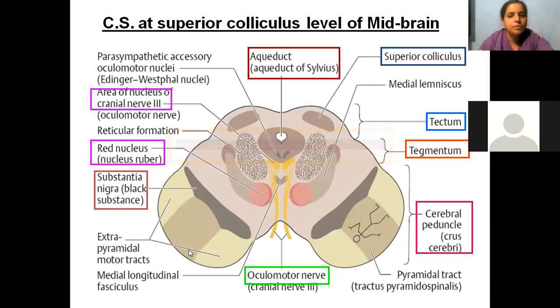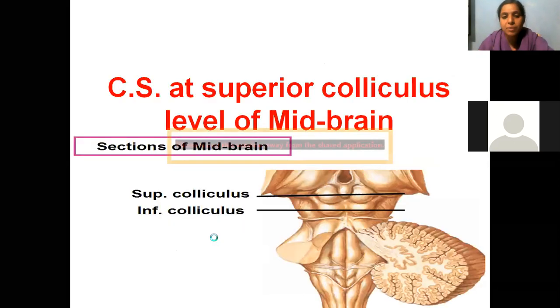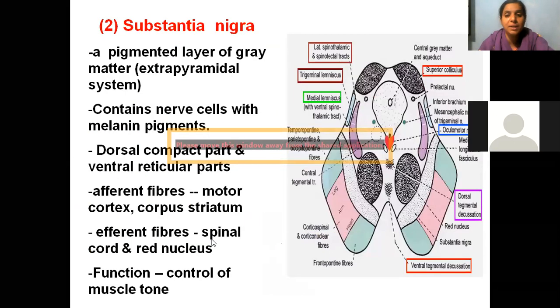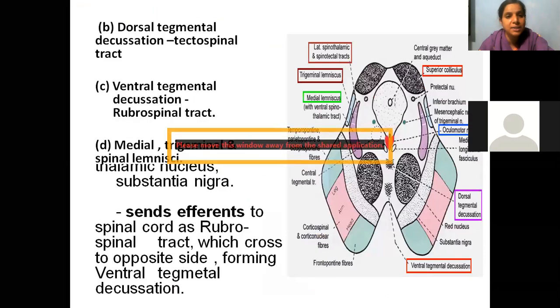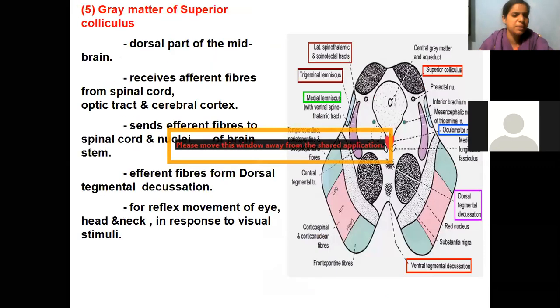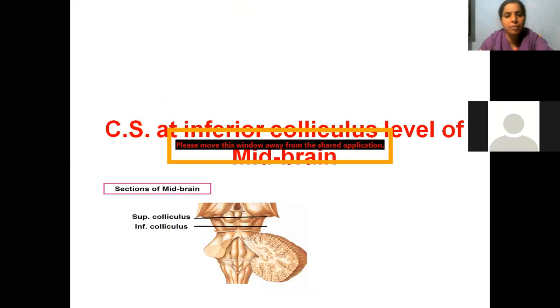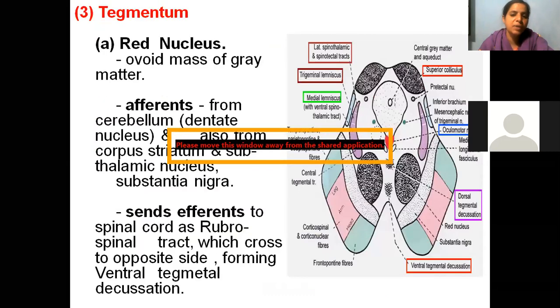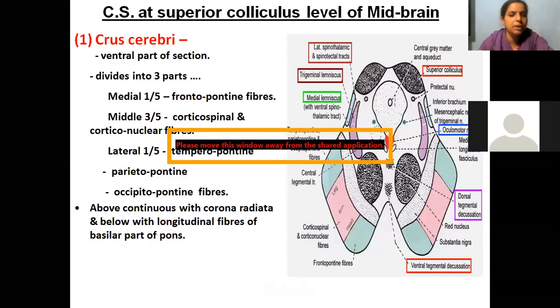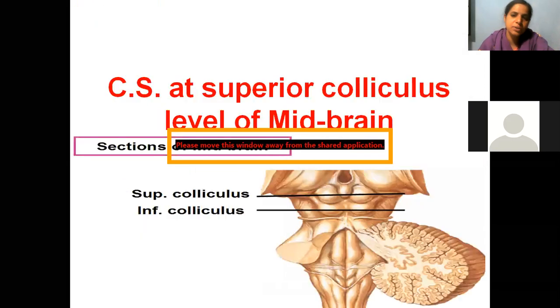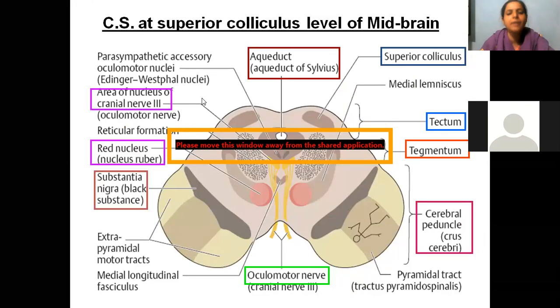Okay. So after that, what you should do is, we have to take two sections. One is at the level of superior colliculus and the other is at the level of inferior colliculus. This many details I will not tell you and I will not trouble you, beta. Don't worry. Whatever textbook you are following, you can just follow the same textbook and practice the diagram. Blindly learn the labelings.